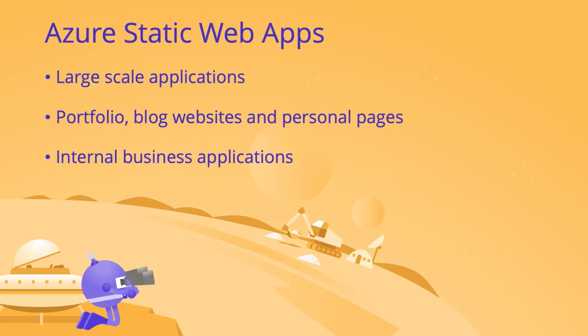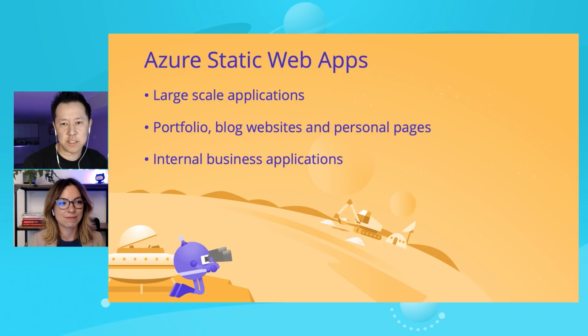We've seen a lot of customers run large-scale applications. So think about your e-commerce applications. Those would run very well on static web apps. Your portfolio or blog websites and personal pages are usually one of the top choices for services like Azure Static Web Apps, as well as your internal business applications. You can run them on the platform as well. For internal business applications, we support private link, so you can actually have an Azure Static Web App that's only available in your virtual network. That's pretty cool.